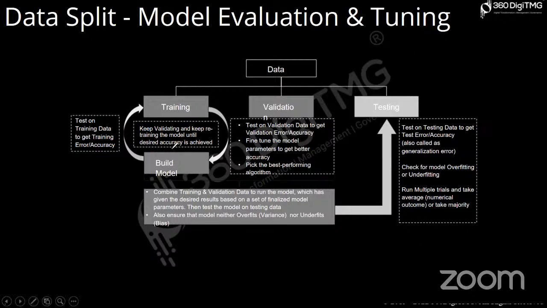Okay, so this is again the same data splitting step. Here first we keep training our model, using only the training data, until the desired accuracy is achieved. Then we move on to the validation data set. In the validation data set, again, we try to ensure that our validation accuracy is high, and we use hyperparameter tuning as a measure to check that. And then we combine our data and we train the model. This training of the model is known as combined training, and then we test it on the test data.